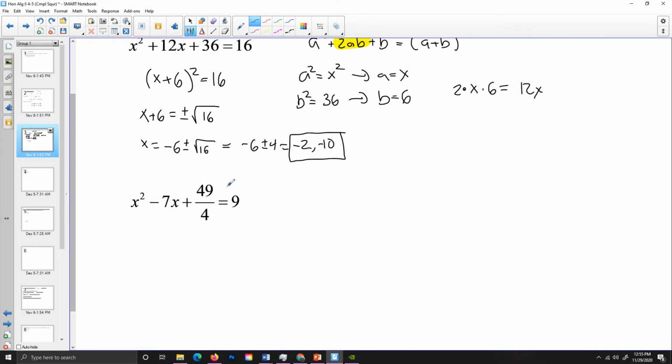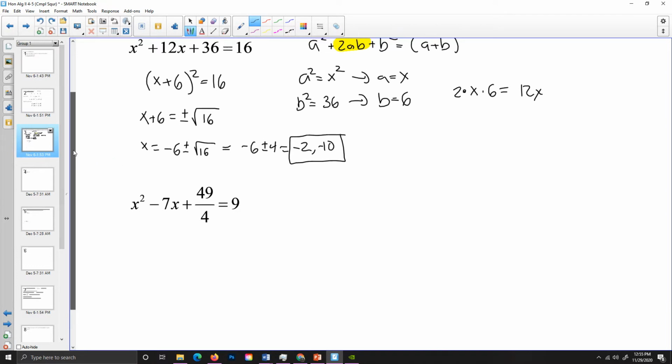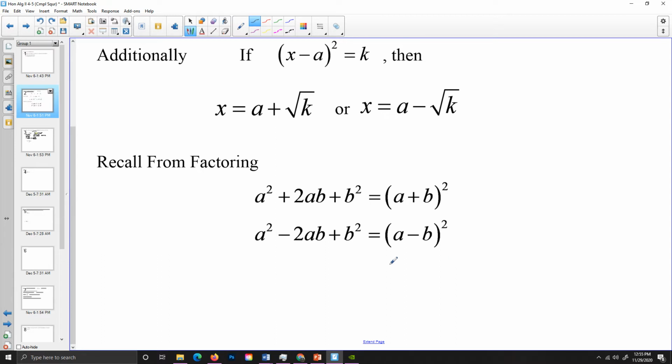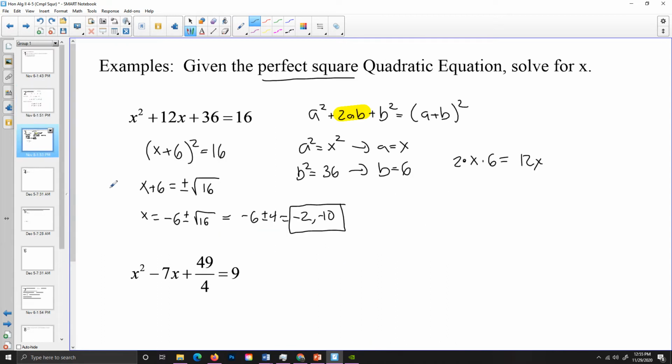This expression right here is a little bit different, but we know because it tells you that it's a perfect square, it has this second form right here. So we can say that a squared minus 2ab plus b squared is going to equal a minus b quantity squared. In this instance, similar to the one before it, the a squared value is the x squared value, so we know that a is equal to x.